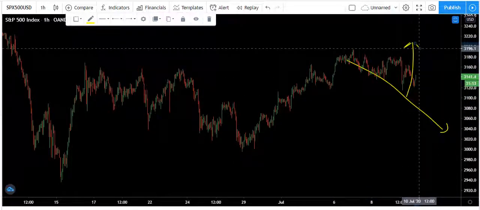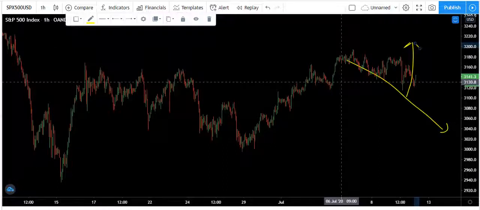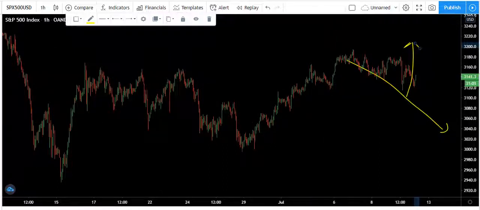And in this case, after the market closes on weekends, we will try to analyze the whole chart based on the different time frames. Then we will update you in the group.